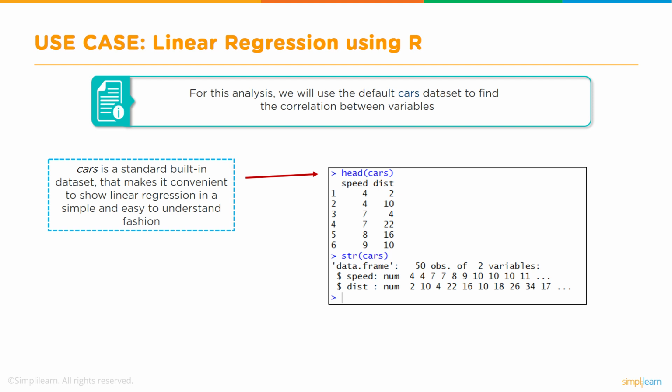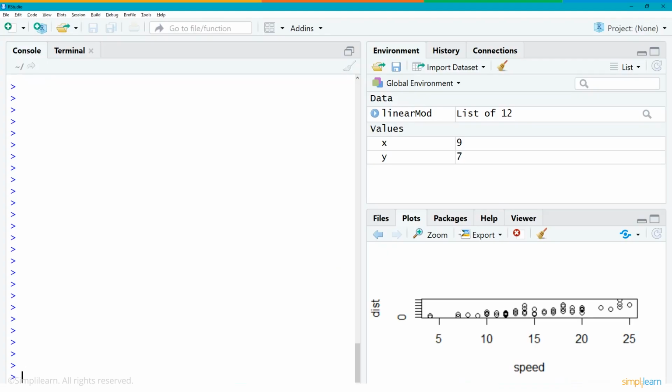For this analysis, we'll use the default CARS dataset to find the correlation between variables. CARS is a standard built-in dataset that makes it convenient to show linear regression in a simple and easy to understand fashion. And we'll start with head(cars) and str(cars). Now I've gone ahead and removed the script on here to make this easier to see, and we don't have to do any kind of importing of data because it's already in there. I'm just going to type in head and cars and hit enter.